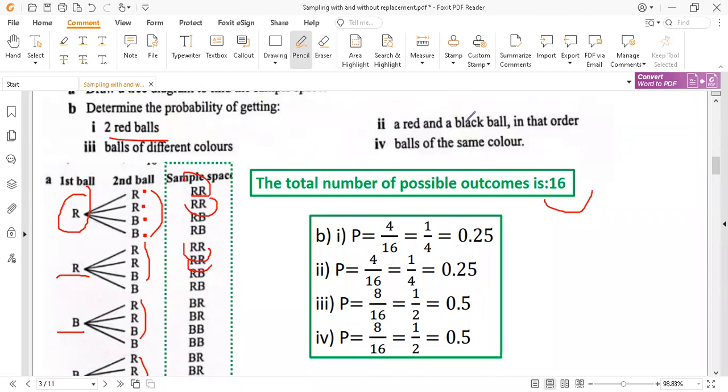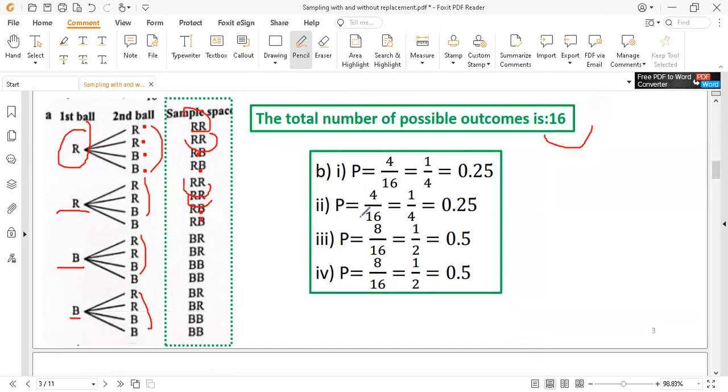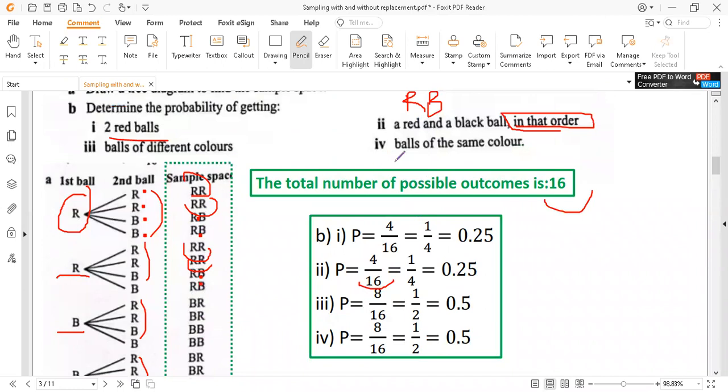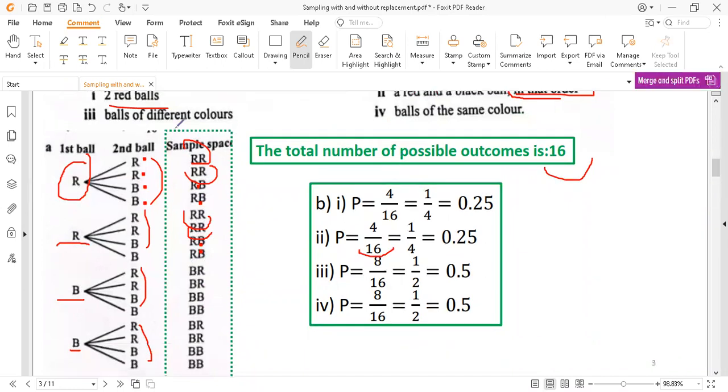And about a red and black in that order. When they ask about the order, we mean the first ball is red and the second one is black. We need only to count the RB outcomes from the possible outcomes. RB, we have 1, 2, 3, and 4, so 4 from 16, and so on. So easy. Here they ask us to count the possibility of having balls of different colors.